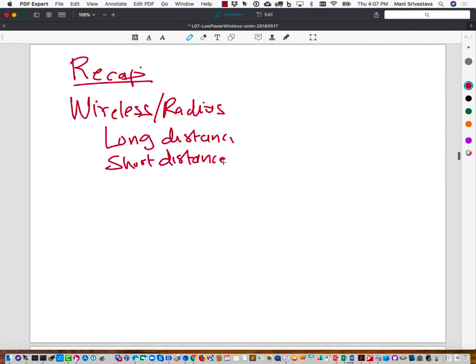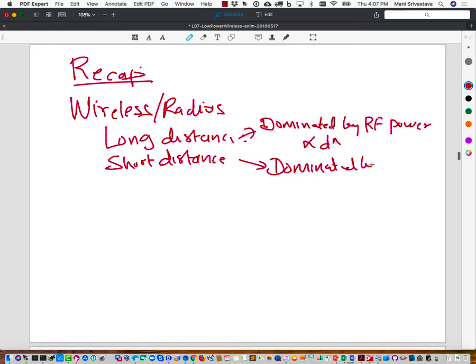On the long distance side, the main thing is dominated by RF power, which is proportional to d to the power n, kind of distance dependent, whereas short distance is dominated by electronics. So this is all the digital and analog part which takes place, and this is distance independent.